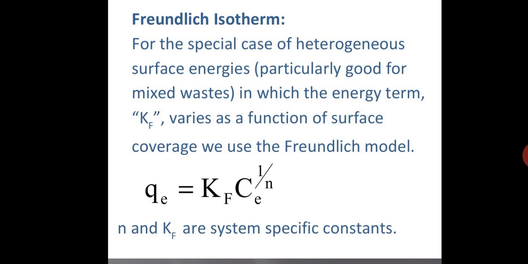So what is the formula now? Instead of x by m is equal to k into p to the power 1 by n, that is nothing but Qe is equal to, or x by m is equal to k into c to the power 1 by n. Or, as you can see on the screen, instead of x by m I have taken it as Qe is equal to Kf, again a proportionality constant, into c to the power 1 by n.